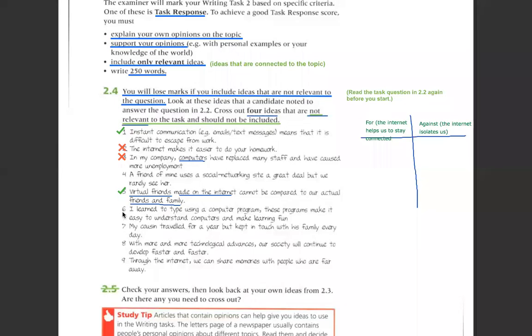All right, then we have number 6. Okay, definitely not connected, and number 8. All right, so we're talking specifically about social medias and staying connected online.